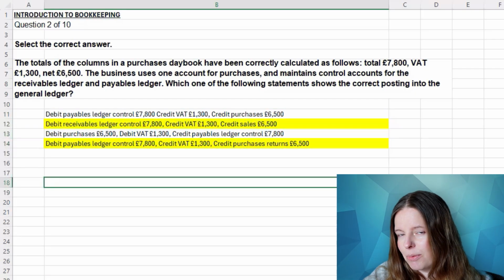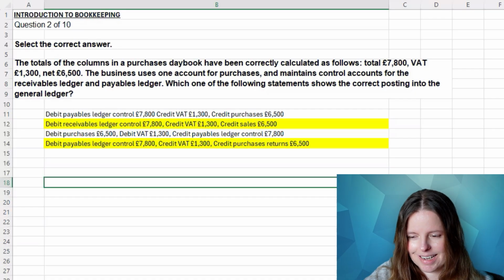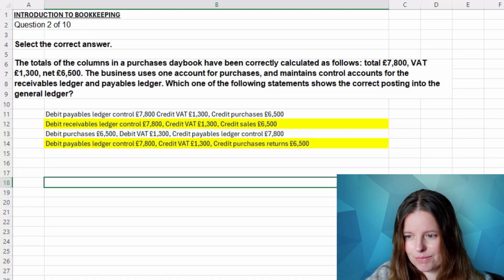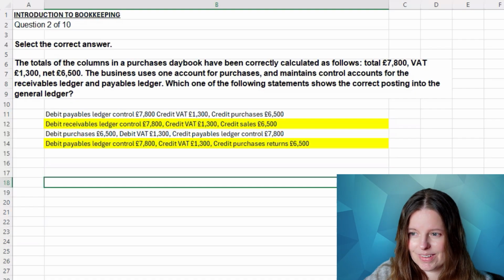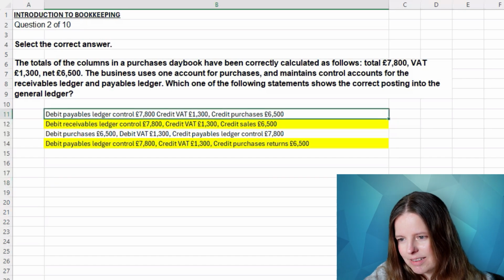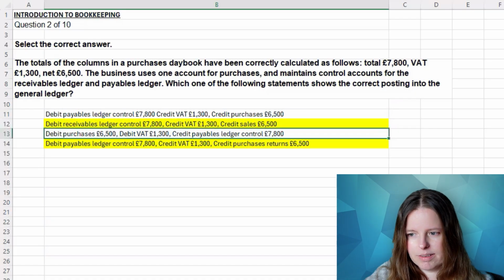I'd be curious as to what you think it should be, and I'm going to give you a second just to think about it before I give you the answer. All of 5 seconds I'm going to give you. I think that's 5 seconds. So let's have a look. So debit payables ledger control account, or debit purchases.